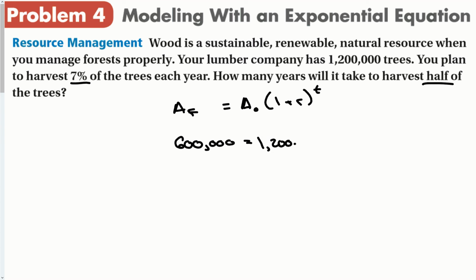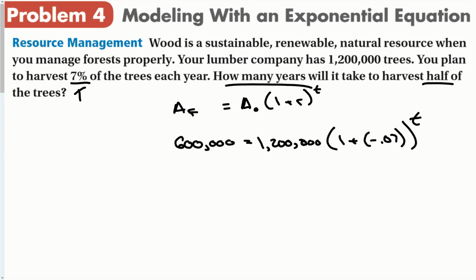My starting amount is 1.2 million. 1 plus what's my growth rate? My rate is a negative 0.07. Okay? Because you're taking away 7% of the trees. And if you look at this, that means there's going to be 93% left. Makes sense. Okay, and there's my exponent. There's my variable. How long, right? That was the question. How many years?